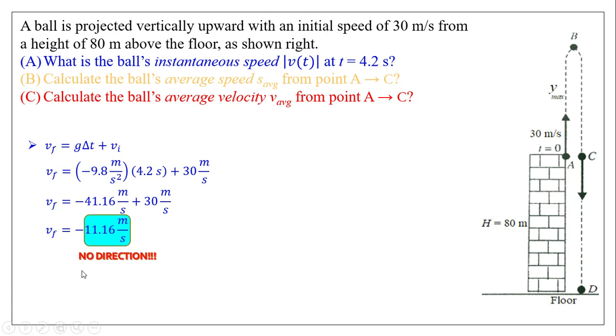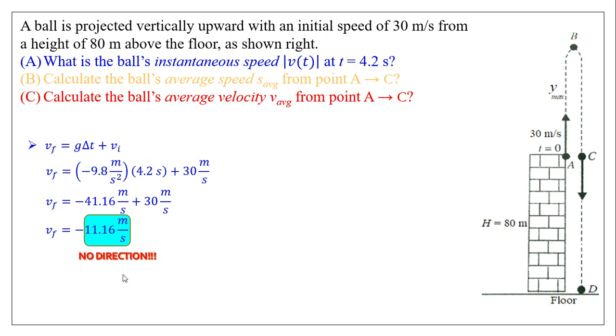So here I've made a note for you: no direction. It's important that you, as you practice, understand what variable is being asked of you. It's just instantaneous speed, which implies it is a scalar. So find the velocity, but present your answer with just the magnitude. So again, the answer is just 11.16 meters per second.